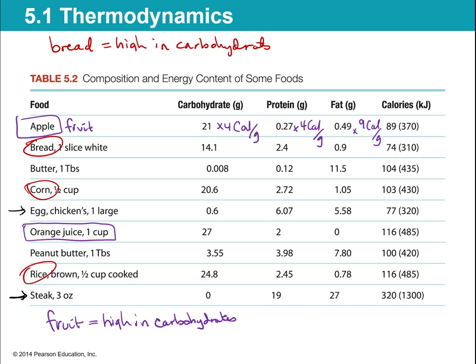and eggs. Those are animal. They're high in what? Protein and fat. So when you look at eggs, notice there are 6 grams of protein, but almost 6 grams of fat. So they're almost equal in the amount. Steak has 19 grams of protein, but 27 grams of fat. So there's even more fat in steak. That's not an equal one-to-one. So they're high in proteins as well as fat.